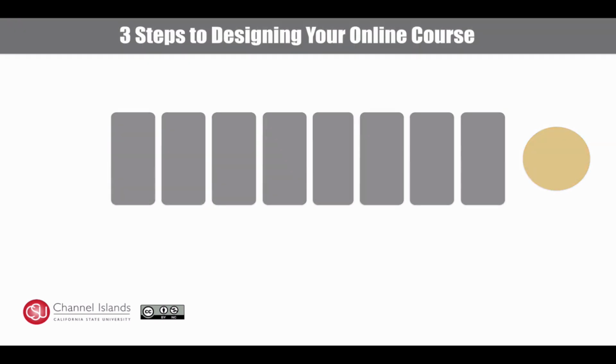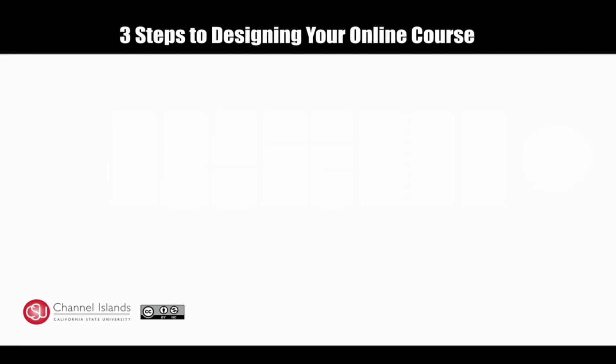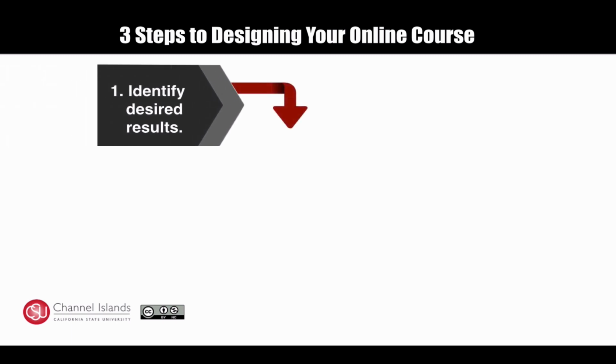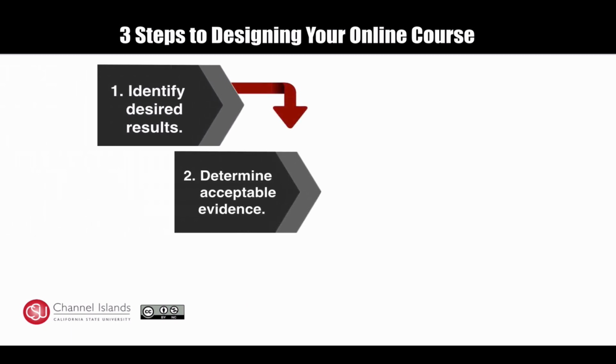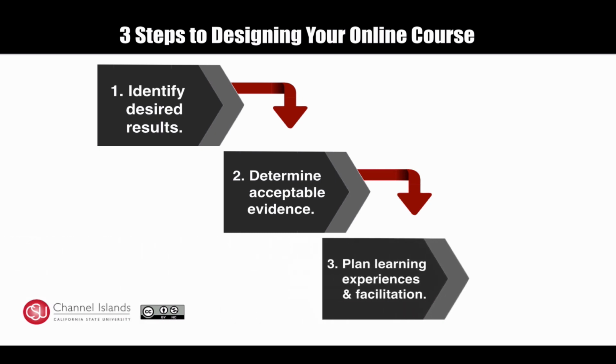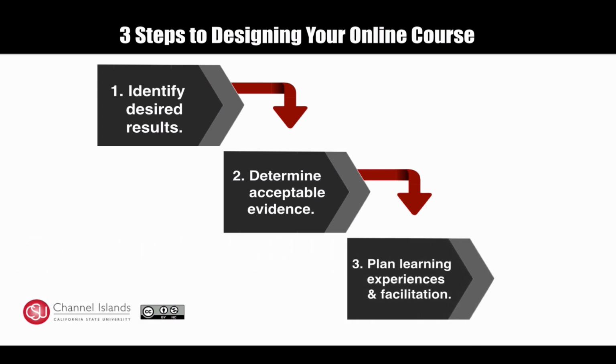Altogether, there are 3 steps in the online course design process. 1. Identify desired results, which we've just previewed a little bit. 2. Determine acceptable evidence. And 3. Plan learning experiences and facilitation. Let's take a closer look at each step.